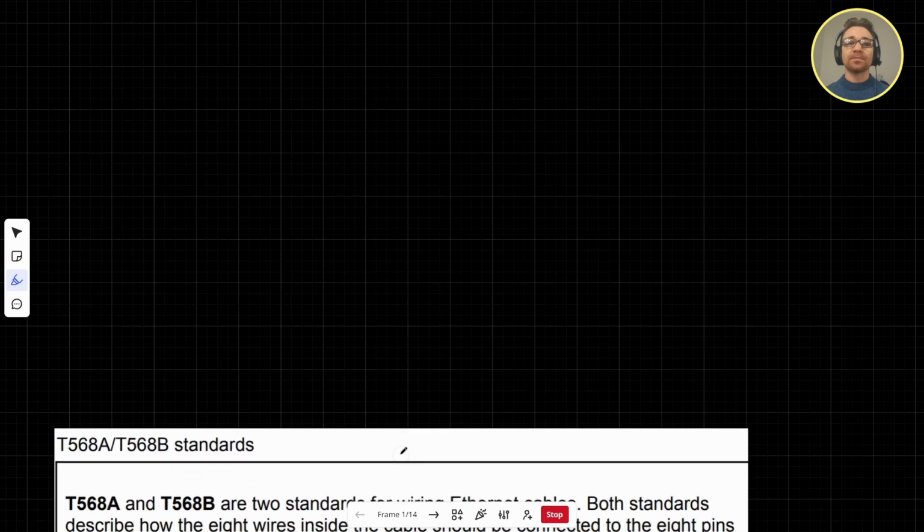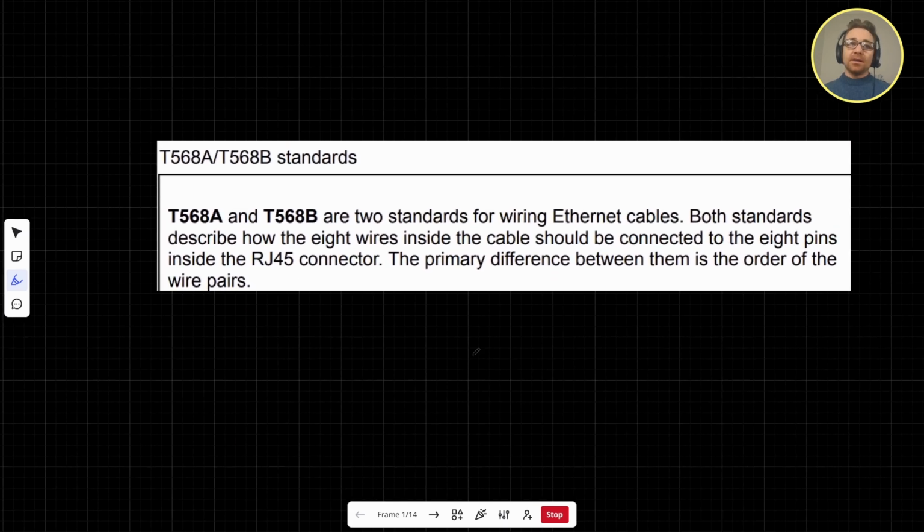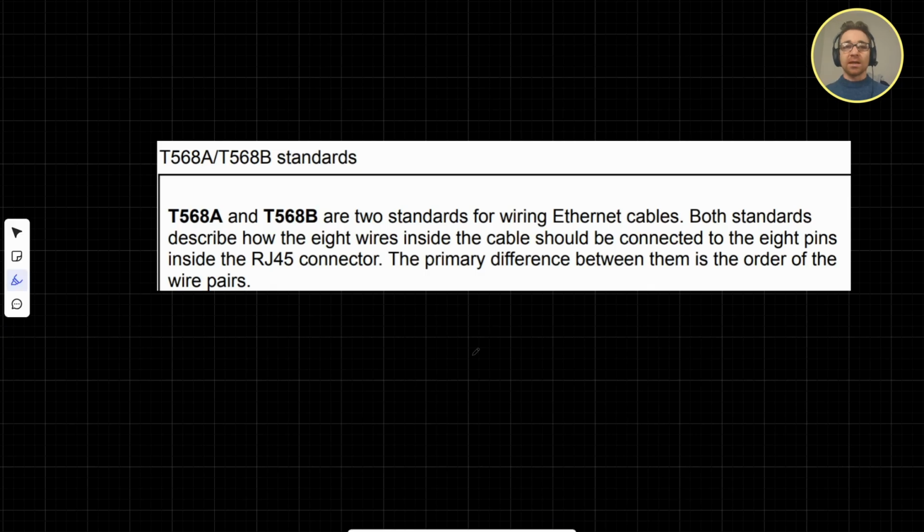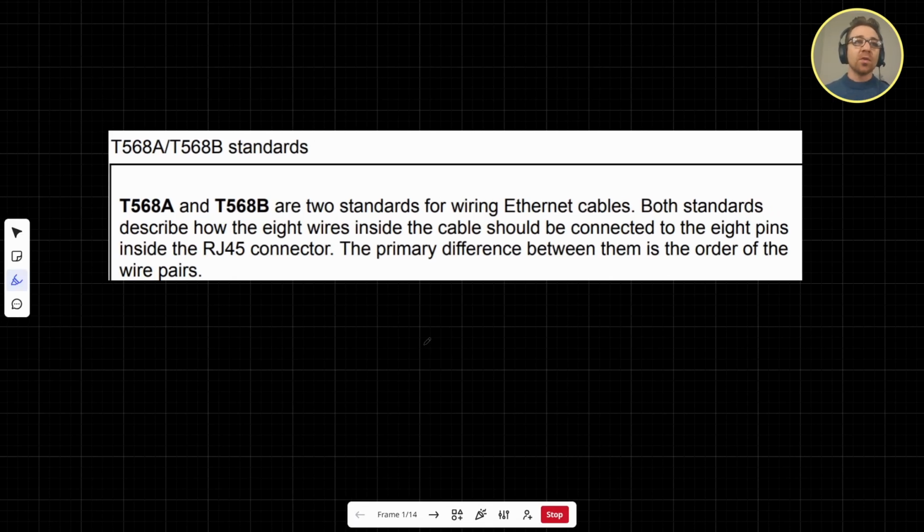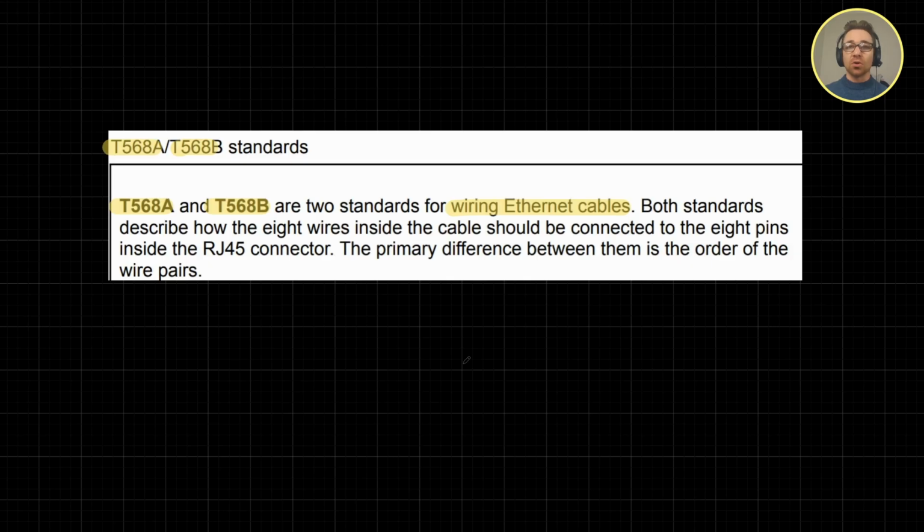Okay, let's move on. The next one is the standards. Now, this is another annoying one, guys. This exam objective is full of little annoying things we need to know. You have the T568A standard and the T568B standard. Basically, these are two different standard ways of wiring Ethernet cables, okay? You can place the pins inside the Ethernet cable in different orders. And these are two set standards, the A standard and the B standard, which dictate the order that each color wire goes in, okay?